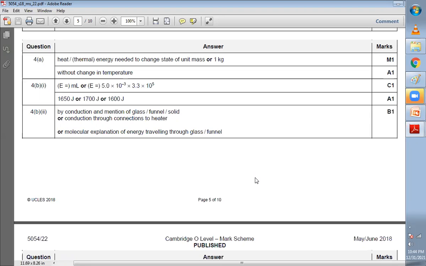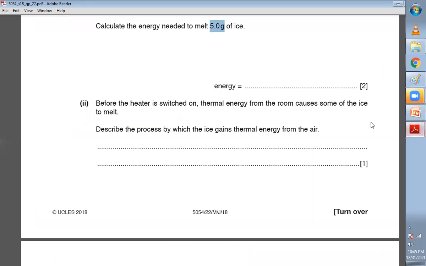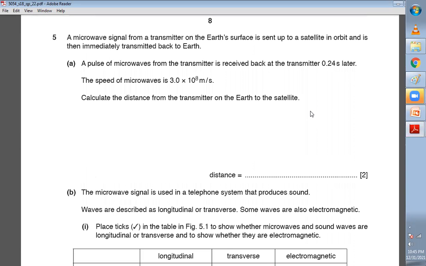And the B second part, it is a 1 mark question. It says by conduction and mention of the glass, funnel solid, or conduction through connections to the heater, or molecular explanation of the energy traveling through the glass. So our answers are perfect. You can have a look at the marking scheme. You can pause the video and take your time. I always suggest that whenever you solve a question, please check the answers and match them with the marking scheme.